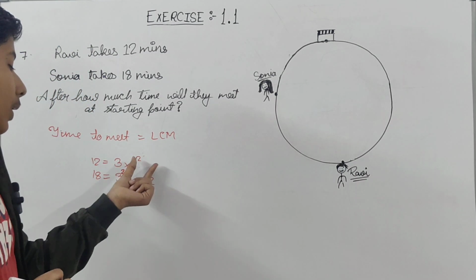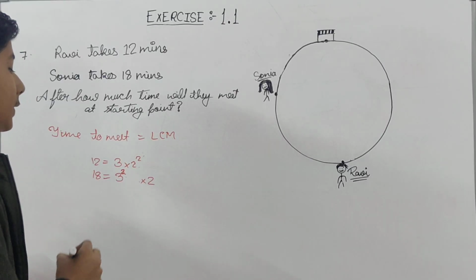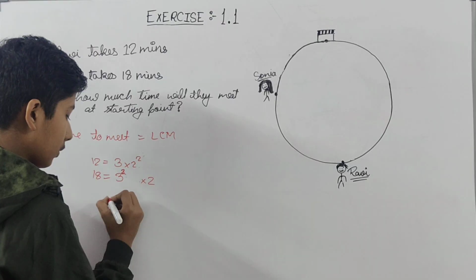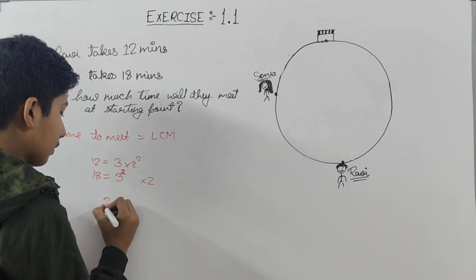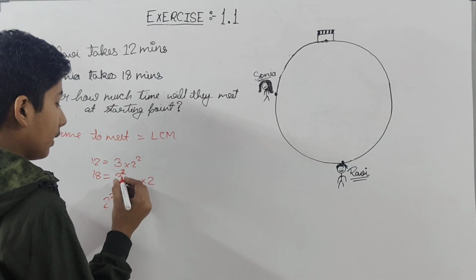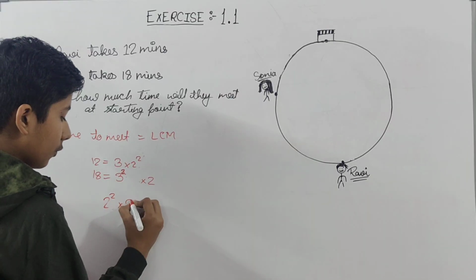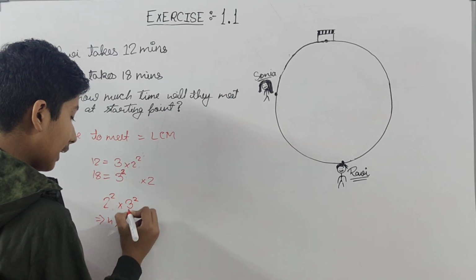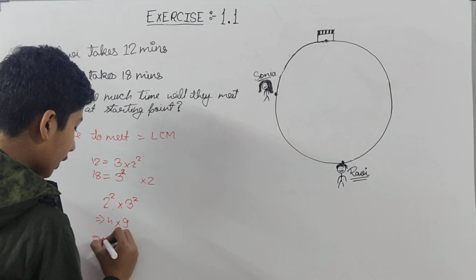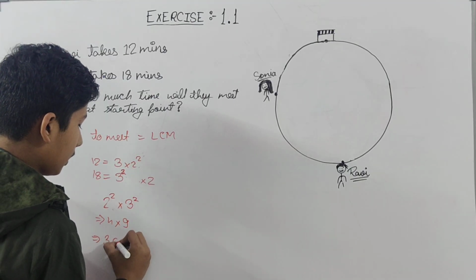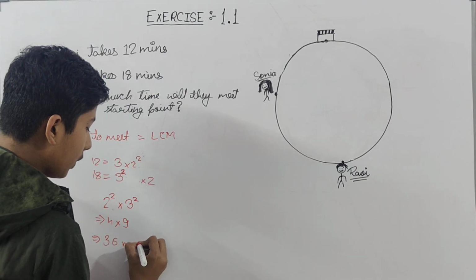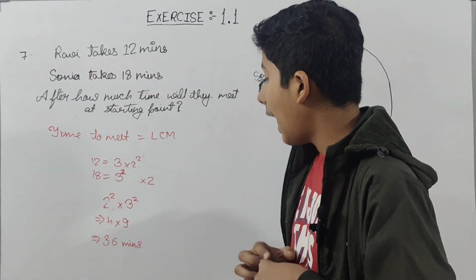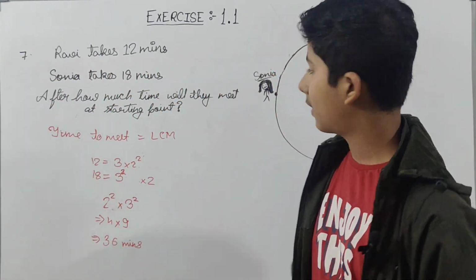Between 2 square and 2, you will choose 2 square. And between 3 and 3 square, you will choose 3 square. So 2 square is 4 and 3 square is 9. 4 nines is 36 minutes. So they both will meet each other at the end of 36 minutes.